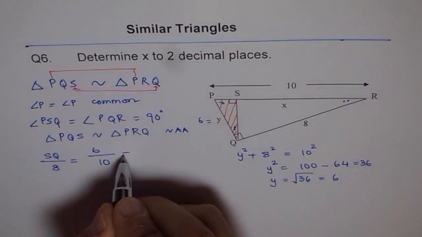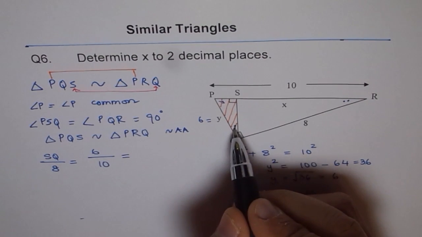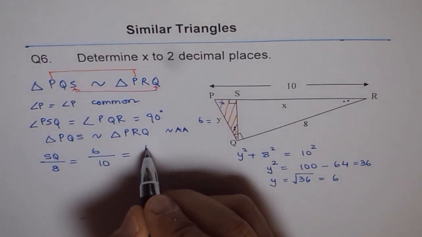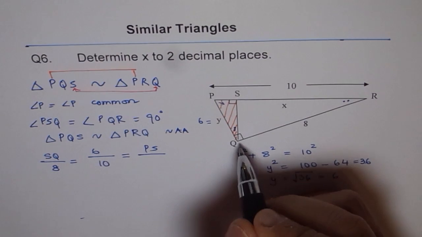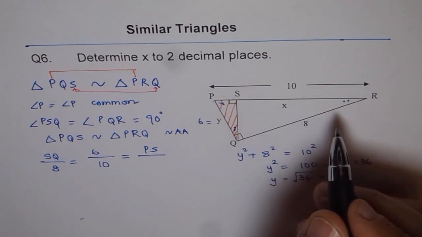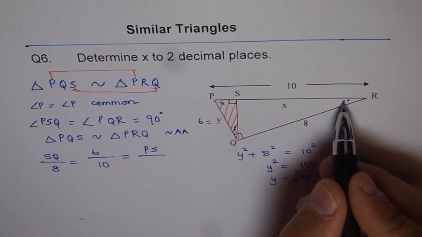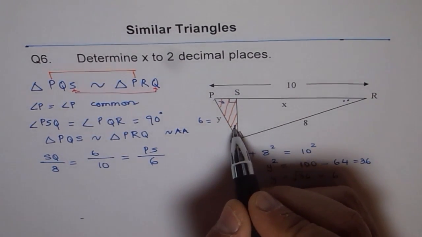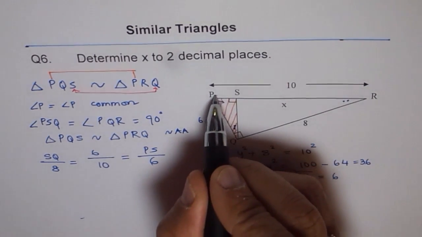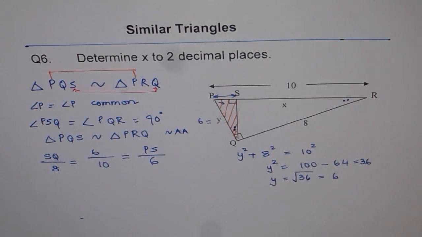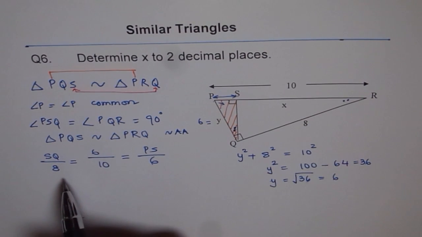Correct? Now the third side is the side opposite to these little dots. That is PS in the small triangle and PR in the big triangle. The side opposite to this in the big triangle is 6. So the side opposite to the third angle in the small triangle is PS, from here to here, and the side opposite the equal angle in the big triangle is 6. Do you see that?